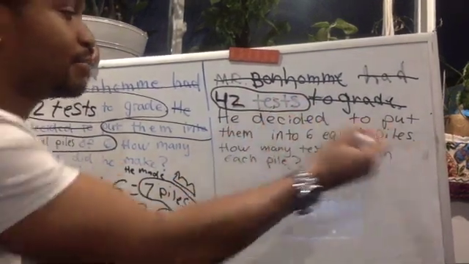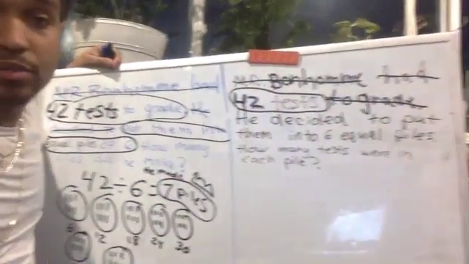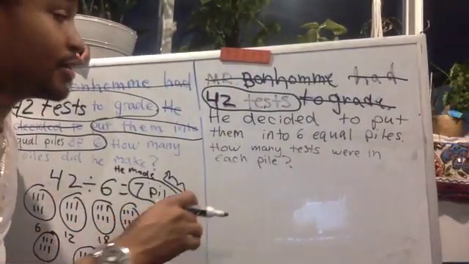He decided to put them into 6 equal piles. I guess X wants to turn the camera. You gotta chill out, X.